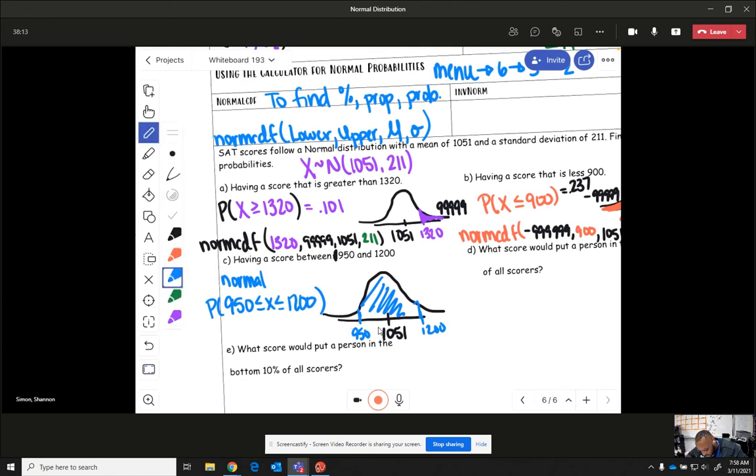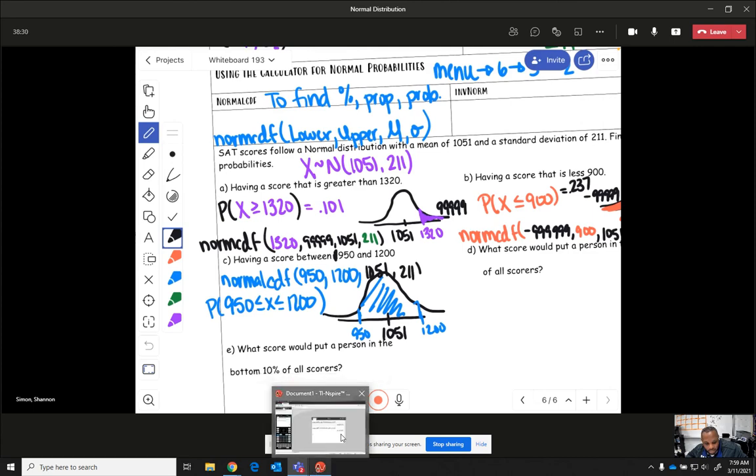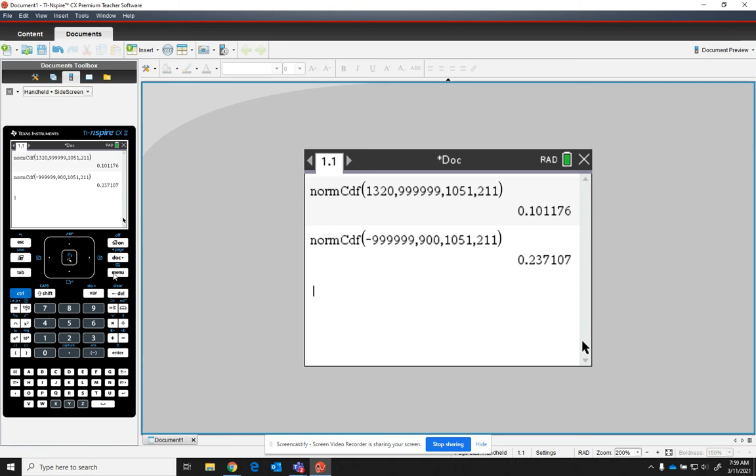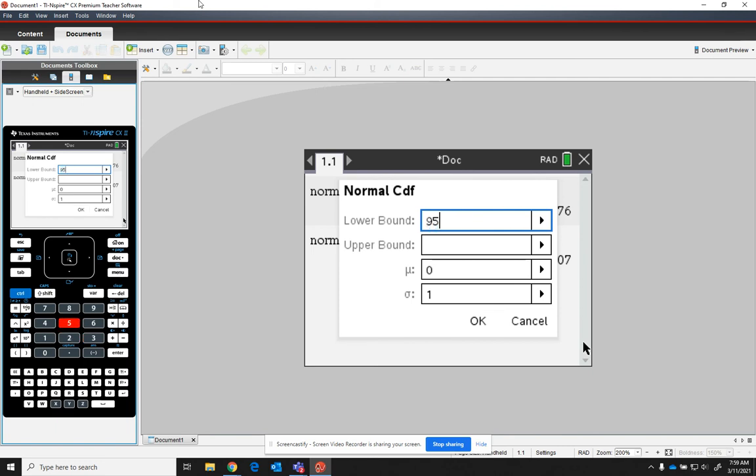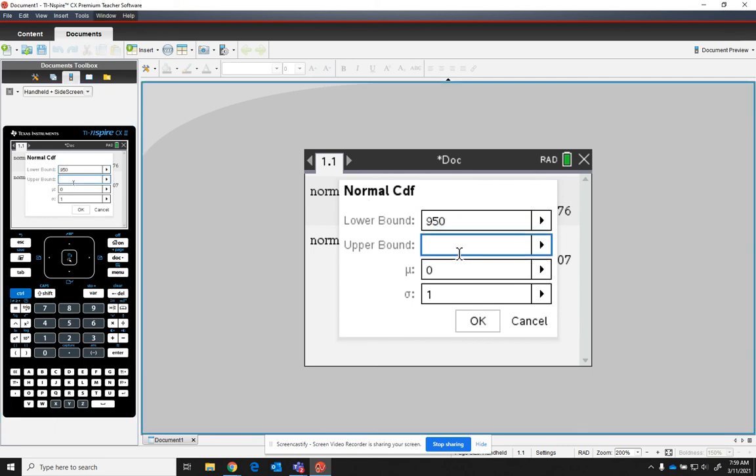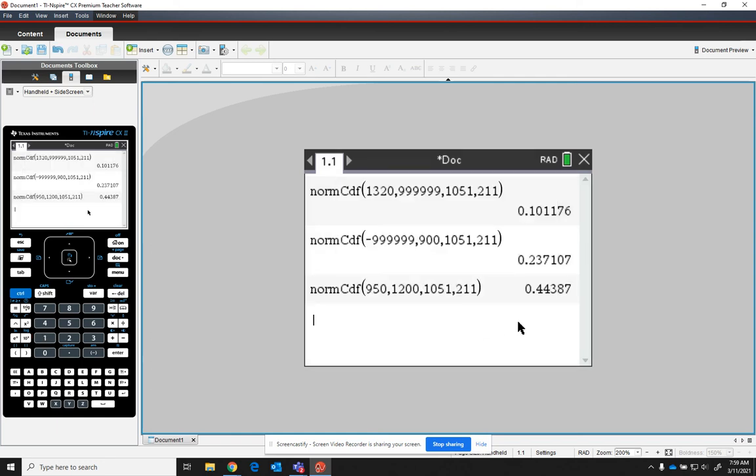And so again, this is normal CDF. These betweens are actually easier because you can see them better. There's no changing anything. That's 950, 1200, 1051, 211. So when we calculate that, again, I'm going to go menu, 6, 5, 2, 950, 1200, 1051, and 211. Here I get a value of 0.444.